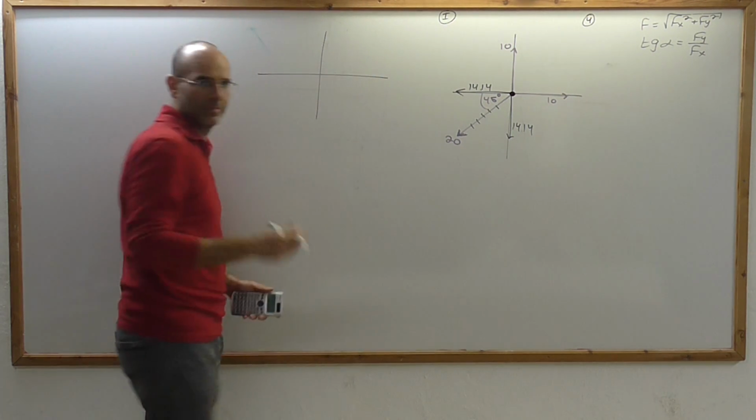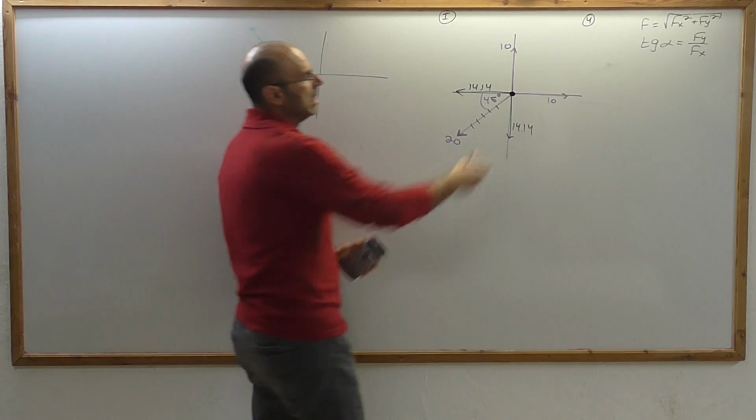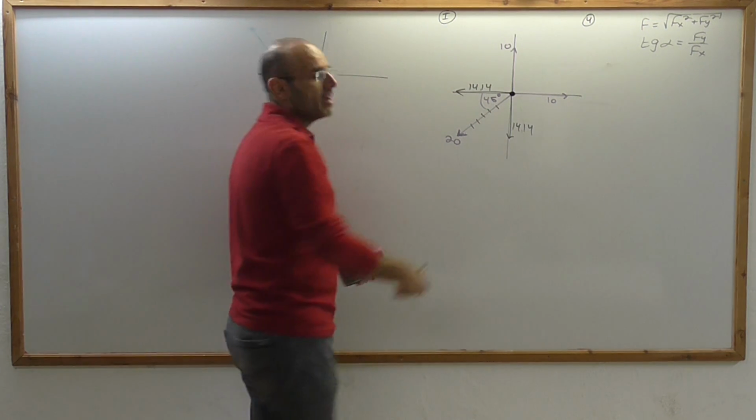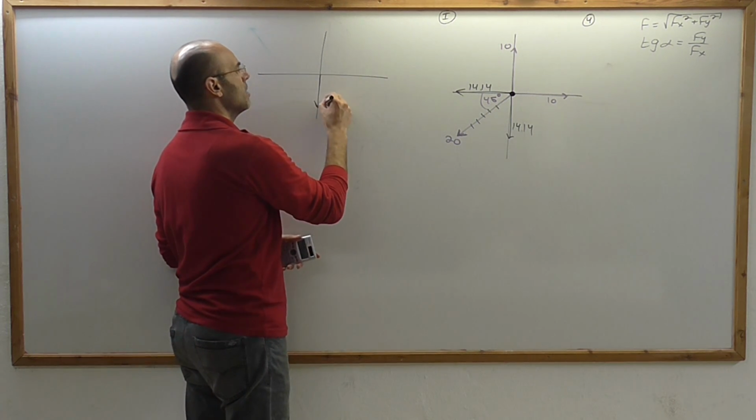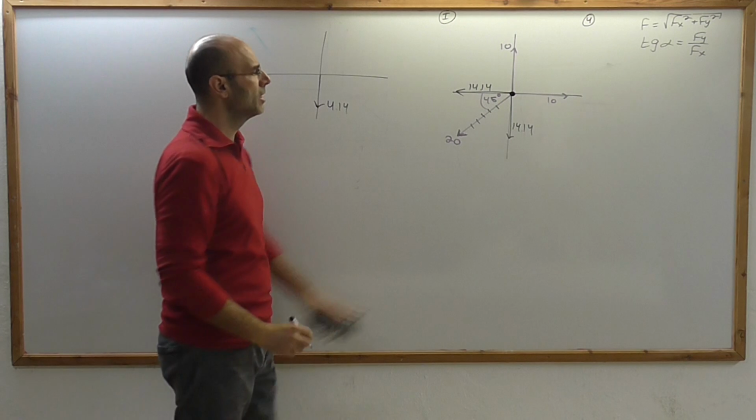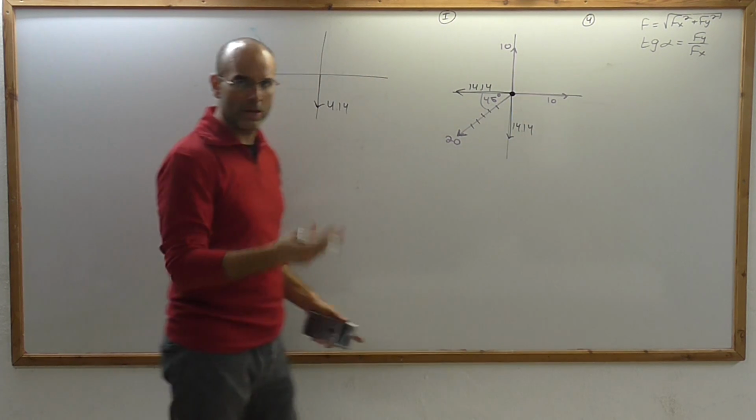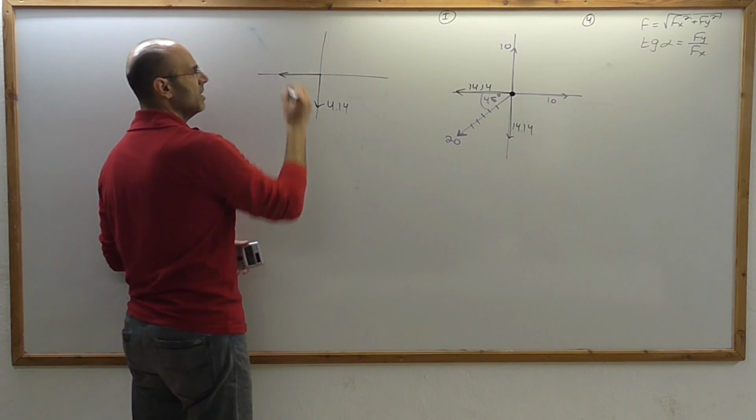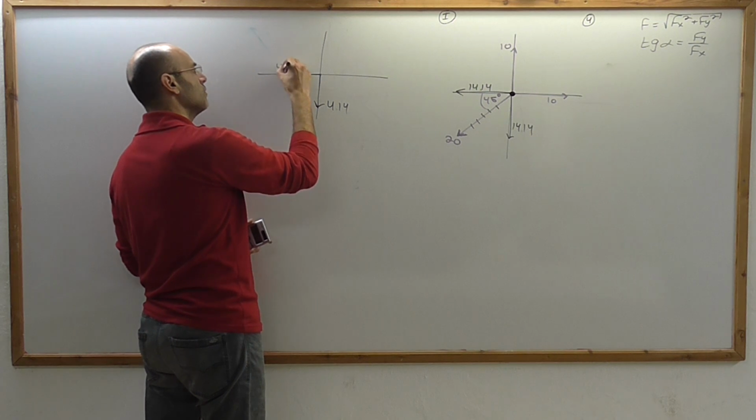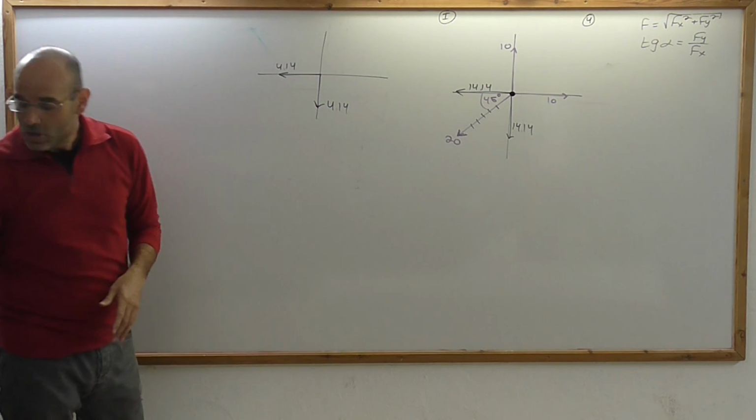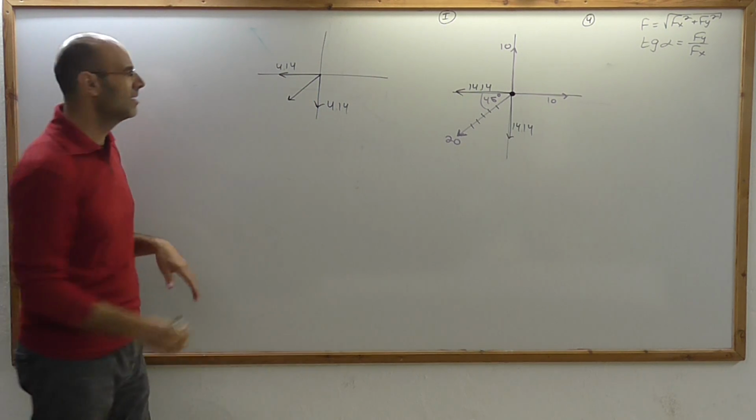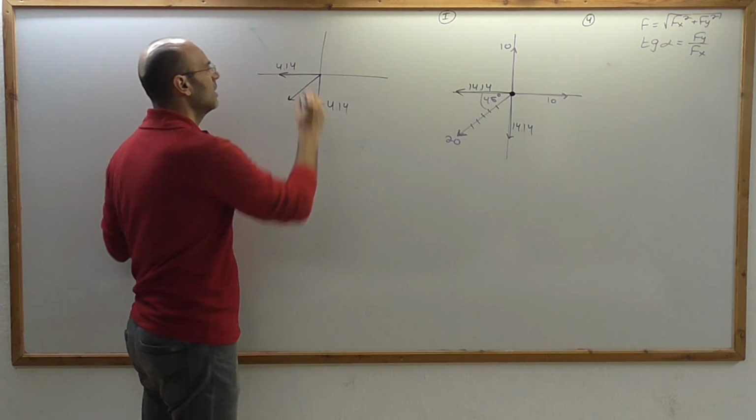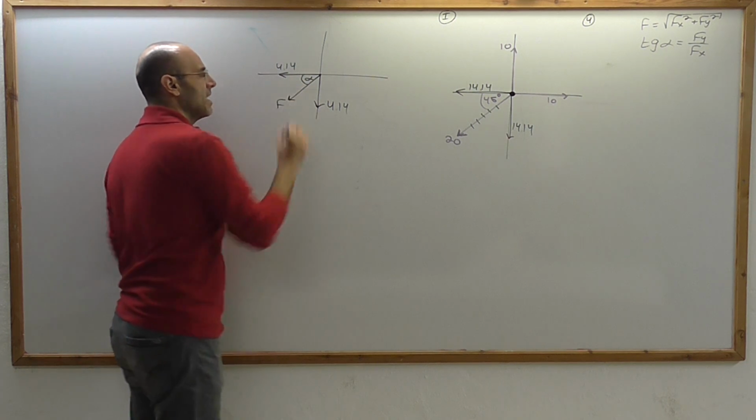So, let's add them up. 10 here, 14 there, who will win? The 14, by how much? By 4.14. 14 here, 10 there, who will win? The 14 here, by how much? Again, 4.14. So the resultant will be somewhere here, not somewhere, we know exactly. But suppose we don't. And let's write the F and the alpha.